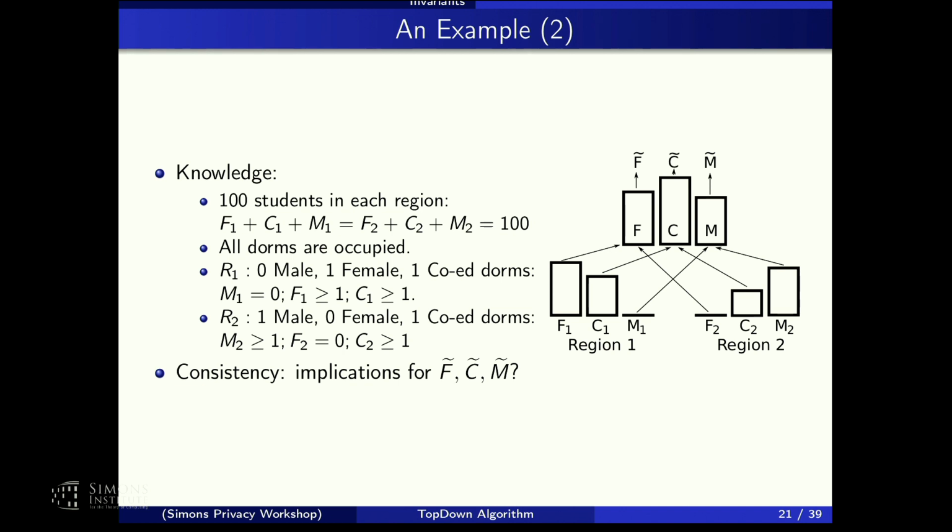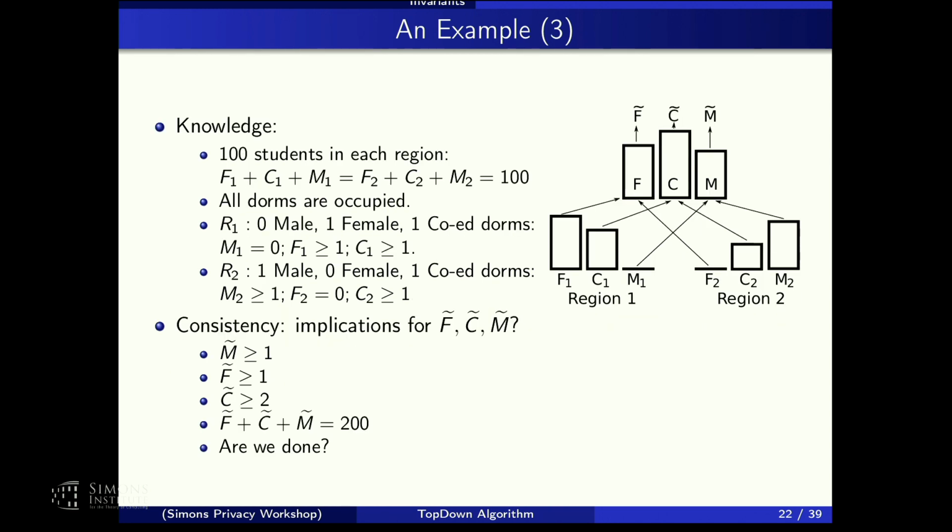Okay. So let's talk about what this would mean. So obviously, these will have to have some restrictions. We can't have arbitrary counts. Okay. So we can say, well, all right, so we know that there's one male-only dorm, one female-only dorm, and two co-ed dorms. All of them are occupied. So clearly, we should have at least one person living in a male-only dorm, at least one in a female-only dorm, at least two in co-ed, and total population is 200. Okay. So these are, I guess, rather straightforward. But the question is, are we done?